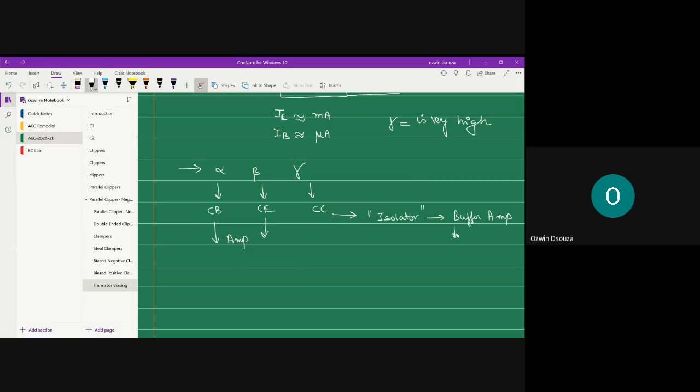Okay, so this buffer amplifier will have AV equal to voltage gain and AI taken as current gain. It gives a voltage gain almost equal to unity. That means if your input signal is 1 millivolt, your output signal is also 1 millivolt. So it doesn't do amplification, but it does the job of an isolator.